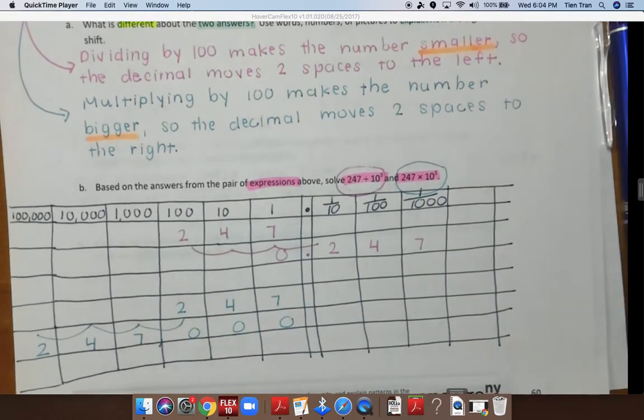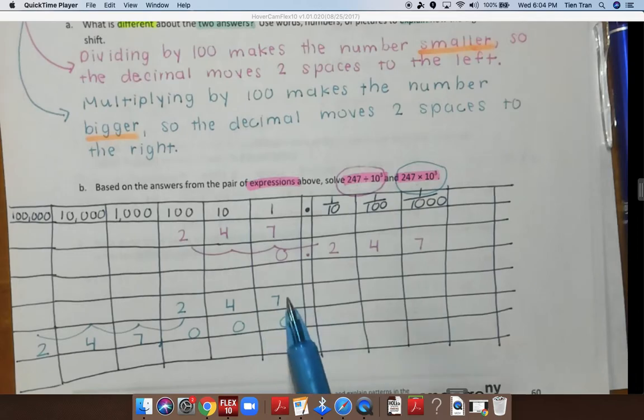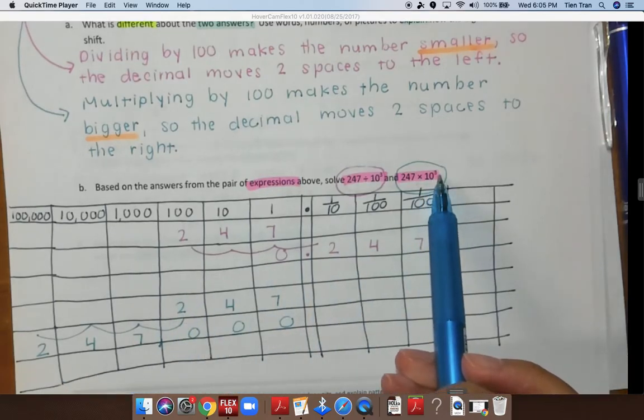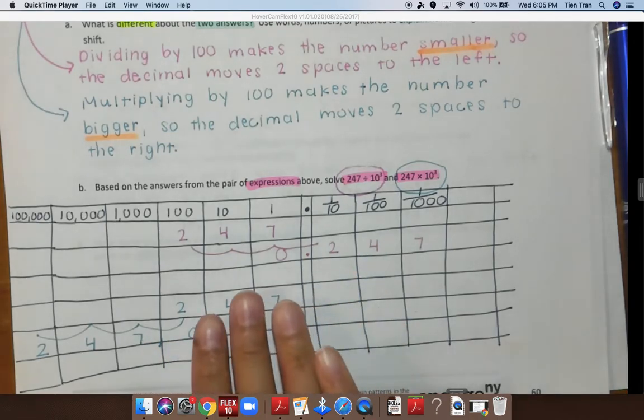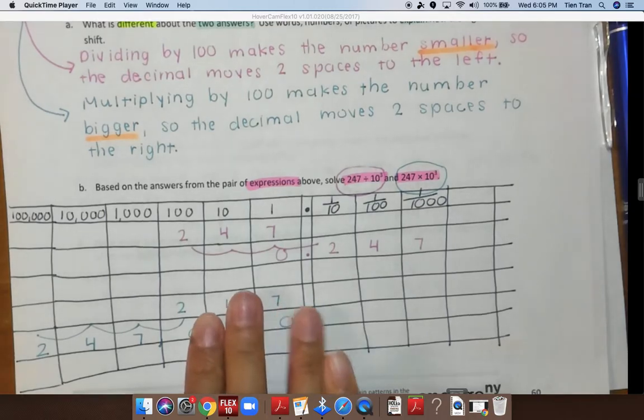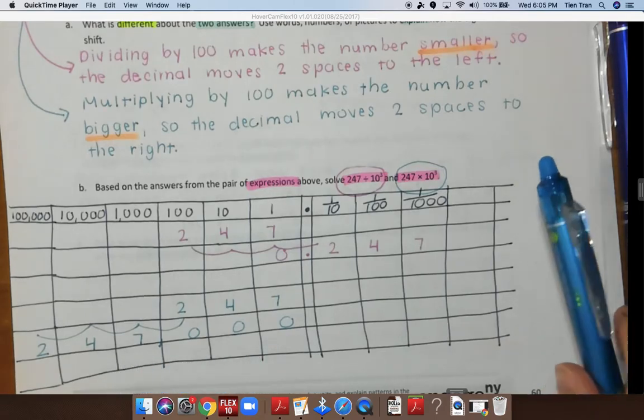Now, on this one, 247 times 10 to the power 3, I wrote it down here. 247. Now, when I'm multiplying, I'm moving my number to the left because my numbers are getting larger. So, in this case, they want you to move it 3 times. How do I know that? It says 10 to the power 3. So that's what I'm going to do. 1, 2, 3. I have 2 right here, and I move my 4. 1, 2, 3. And my 7. 1, 2, 3. Okay? And I added my zeros because if I don't do that, then I'm going to get 247. That's not the same as 247,000. Okay? Make sure you add your zeros to put the correct answer.